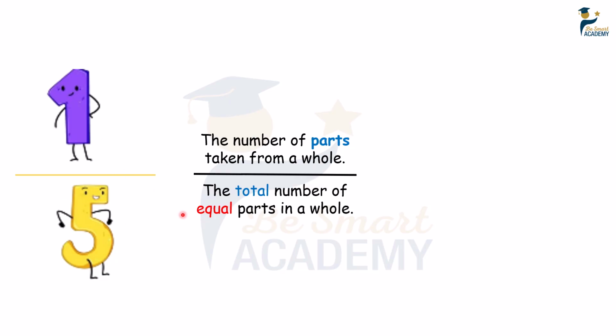The one, which is the part, is always called the numerator. So the number that is above the dash, we call it numerator. And the number down, we call it what? Denominator. So the parts are called the numerator and the total number is called the denominator.